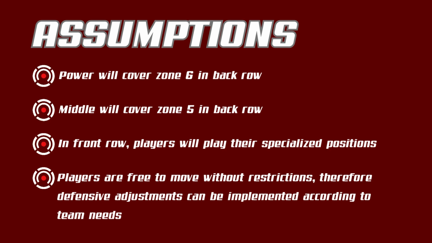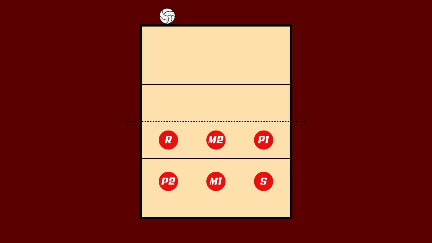For our demonstration, we make some assumptions. Since players are free to move to any part of the court, implementation can vary according to team needs and tactics. Our assumptions will include powers playing in Zone 6 and middles playing Zone 5 in back row. A libero will not be demonstrated here but can be implemented to replace a back row player as needed. Here we depict a serve-receive in rotation 1 without formation.